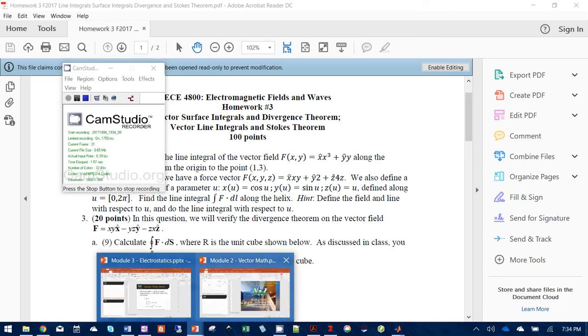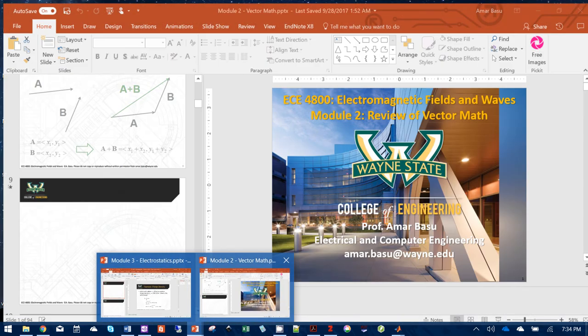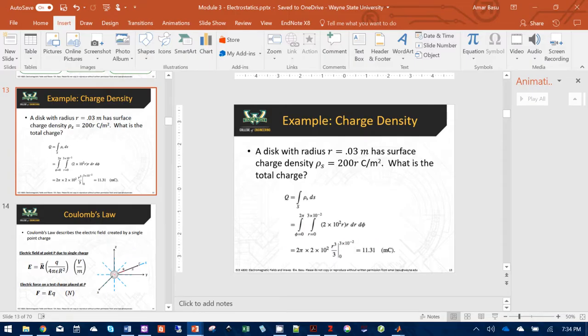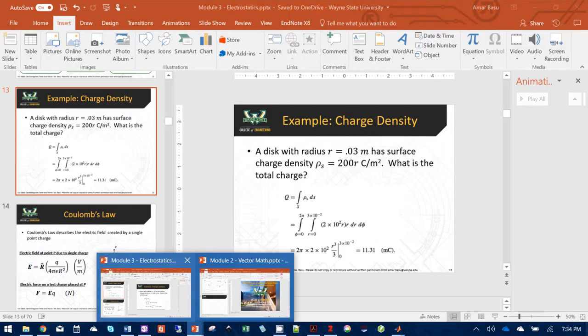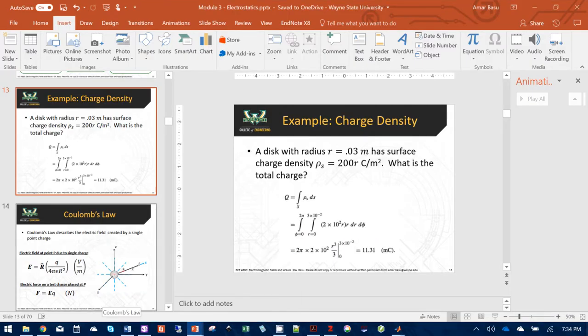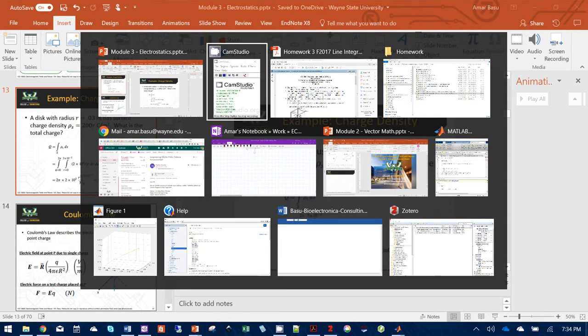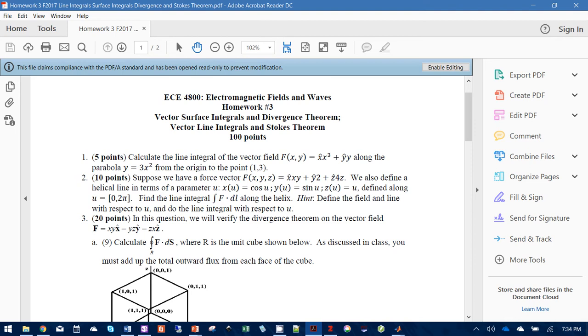Okay. All right. So we're gonna continue on with electrostatics today. Before we start that, we'll go over the homework questions. This is homework 3. It's on vector surface integrals and the divergence theorem, vector line integrals, and the Stokes theorem.